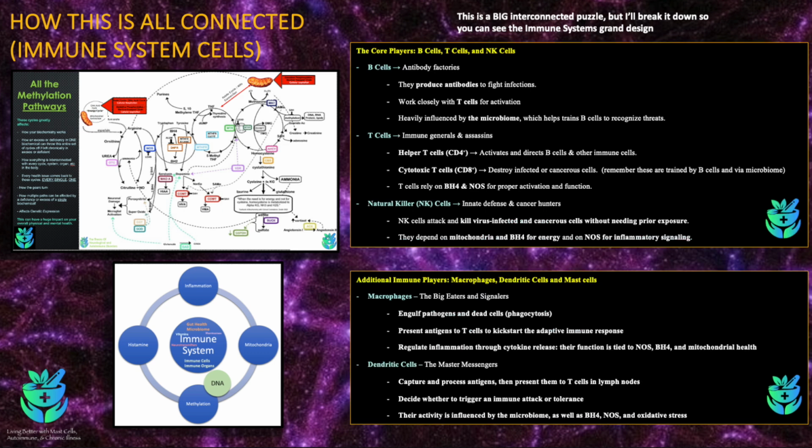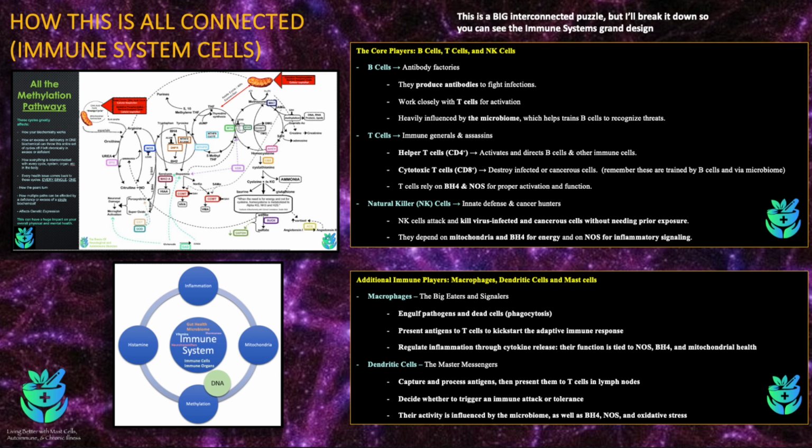The core players are the B cells, T cells, and natural killer cells. The B cells are antibody factories. They produce antibodies to fight infections. They work closely with the T cells for activation. They are heavily influenced by the microbiome, which helps train B cells to recognize threats.